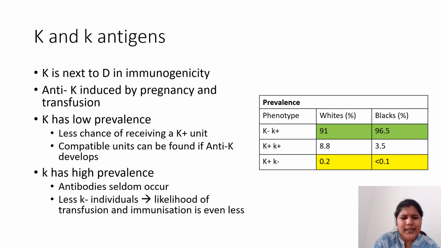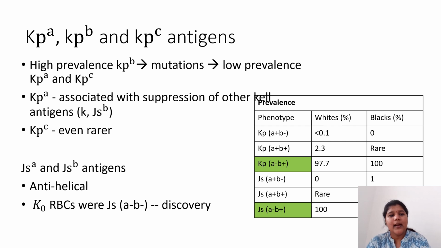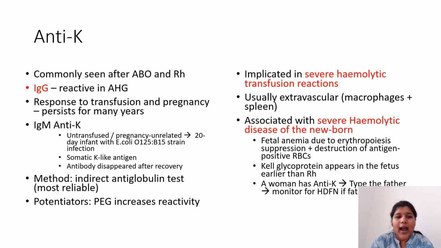K negative individuals are very few, and the likelihood of them getting a transfusion and getting immunized is even less. So coming to KPA, KPB and KPC. KPB is a high prevalence antigen. Mutation of this causes KPA and KPC. Coming to JSA and JSB, JSB is a high prevalent antigen while JSA is a low prevalent one.